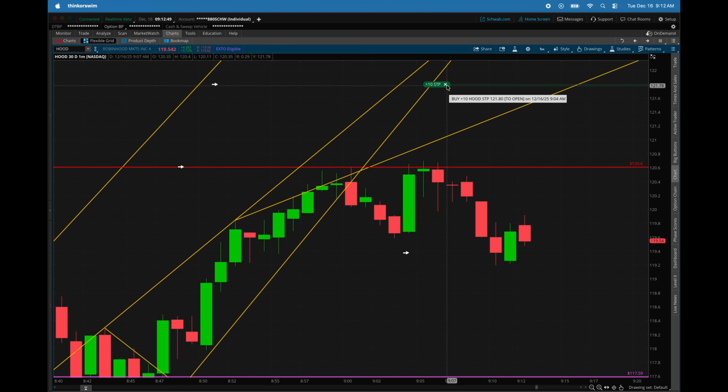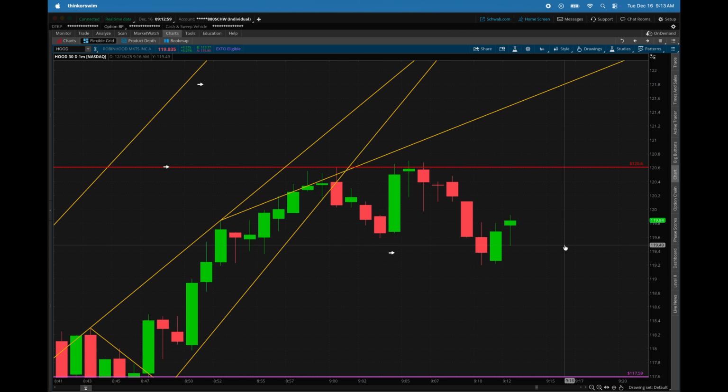I don't know why my stop didn't cancel. So my stop was here, and my target was here. It was 5 minutes on this trade.